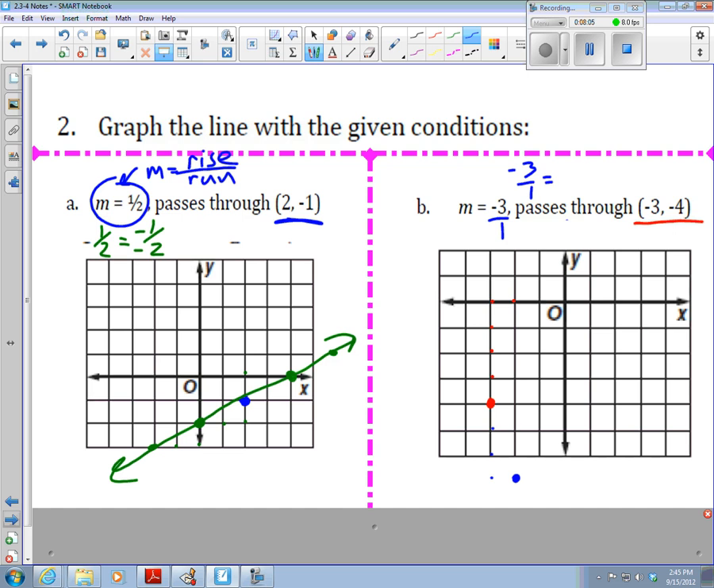-3 over 1 is the same as 3 over -1. No matter what, if one of your numerator or denominator is positive and the other one's negative, when you divide, you're going to get a negative slope. So I can go up 3 also. 1, 2, 3, and back a -1. And there's our line.